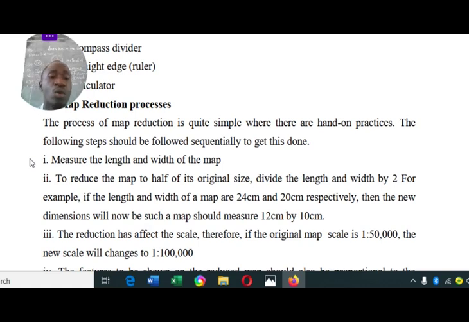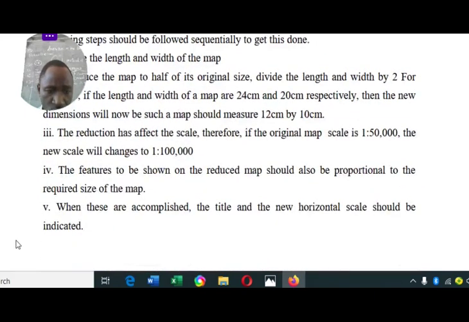The original scale length was around 24 centimeters, so it will give us something related to 12 centimeters. When we proceed, we are saying that we shall now have the 20 centimeters after being divided by 2, and we get 10.